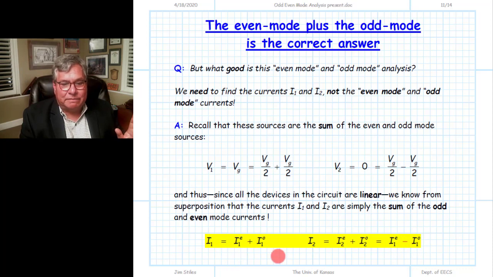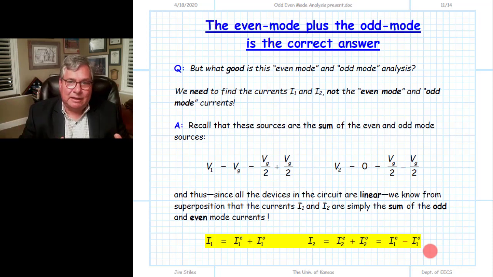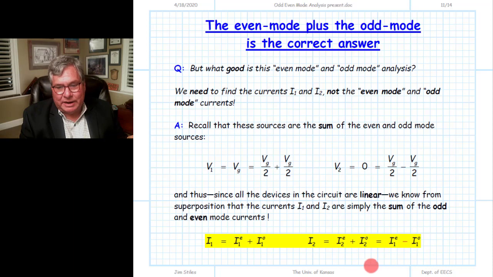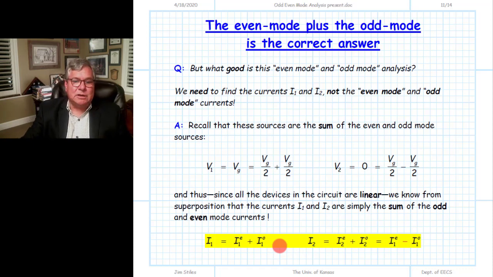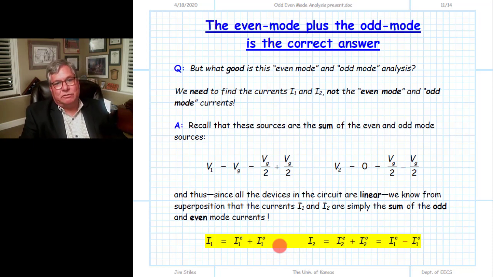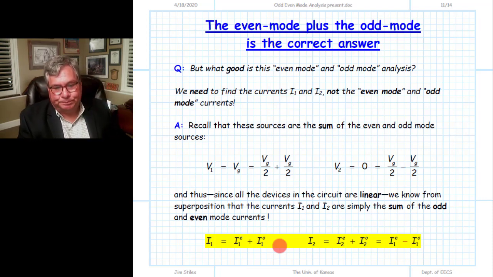I1 is the sum of the two even and odd mode currents that we got for the left-hand half circuit, and I2 is the difference between the even and odd mode solutions we got for the left half circuit. So be careful right here. Sometimes students will mess this up. If you come up with an I1 and I2 that are the same, you've probably done something wrong. Not always. Sometimes the odd mode current can be equal to 0, and so you do get the same answer. But if the odd mode current's not equal to 0, then you should get different answers, and so use that as a sanity check.